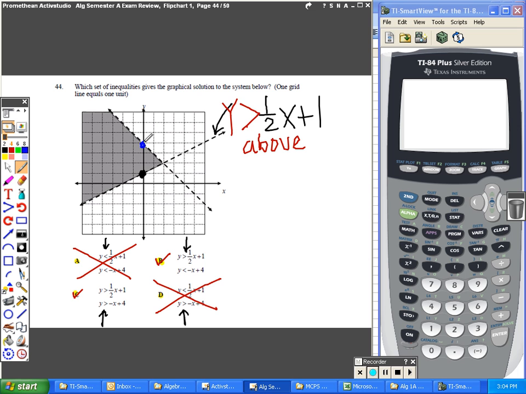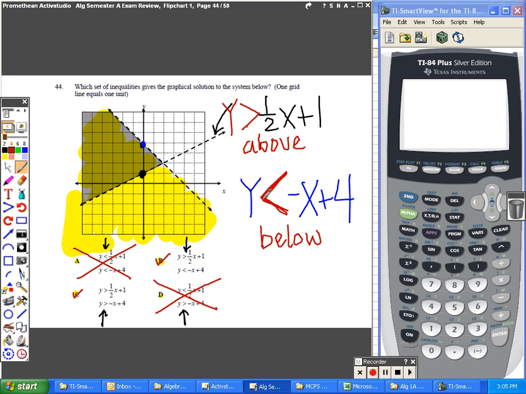The other line is the line that crosses at 4. That's y equals something negative x plus 4. We have to figure out what kind of inequality goes here. Well, is this line shaded above, or is this line shaded below? I would say that this line is shaded definitely low. It's shaded towards the less than side. So this has to go like this, because that's how you shade below a line, when y is less than the equation. So the only one that says less than, well, that one's wrong, the only one that says less than is B.